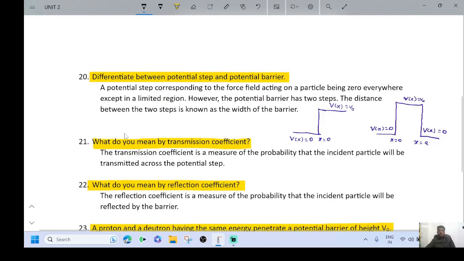Differentiate between potential step and potential barrier. A potential step corresponds to the force field acting on a particle being zero everywhere except in a limited region. However, the potential barrier has two steps. The distance between the two steps is known as the width of the barrier. See, this is potential step. This is potential barrier. The distance between these two regions is called barrier width.